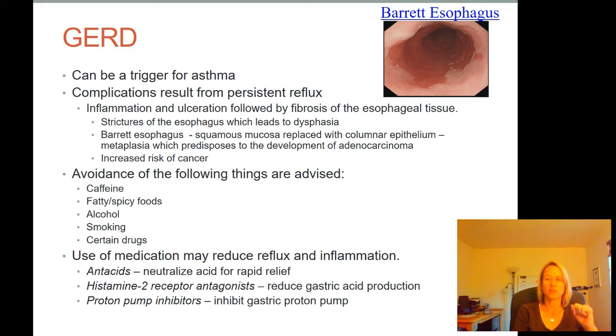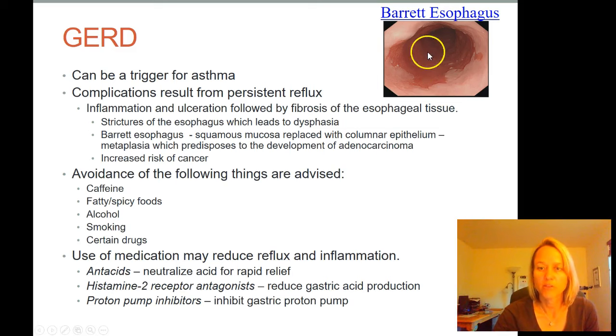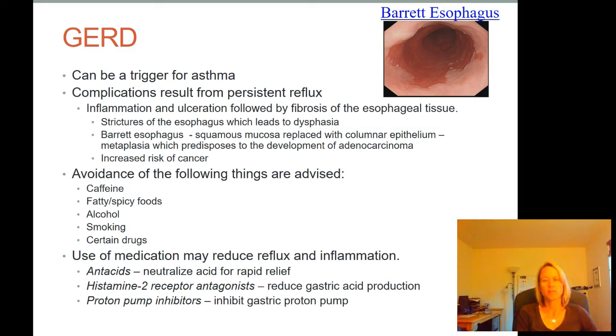Barrett esophagus, as shown in the picture here. We have squamous mucosa replaced with columnar epithelium, so that's a form of metaplasia, and that predisposes to the development of adenocarcinoma. In addition, not listed on the slide here, the scar tissue can cause shortening of the esophagus and actually pull the stomach up through the hiatus, causing a hiatal hernia.